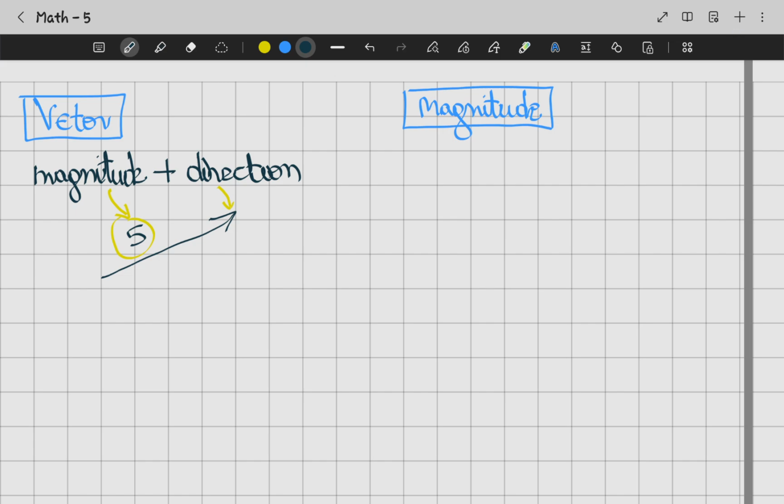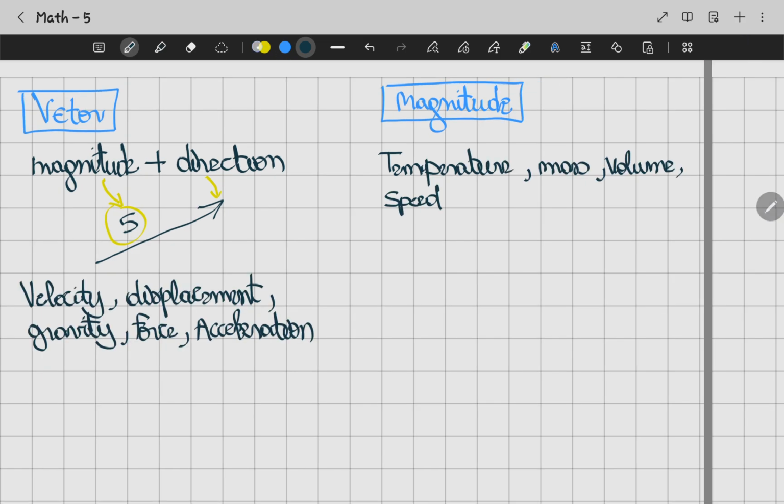I'll give you some examples of vectors and some examples of magnitude. Examples of magnitude: we see temperature, mass, volume, and speed. And some examples of vectors: we see velocity, displacement, gravity, force, acceleration.